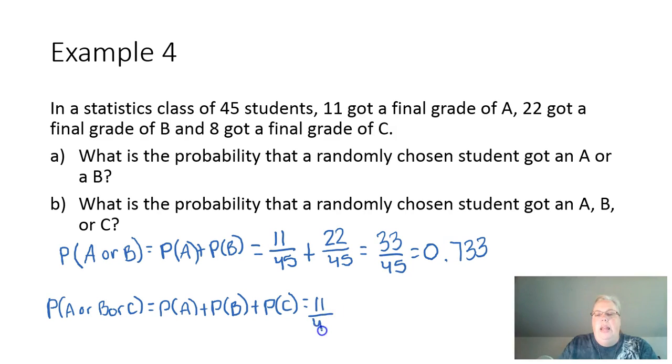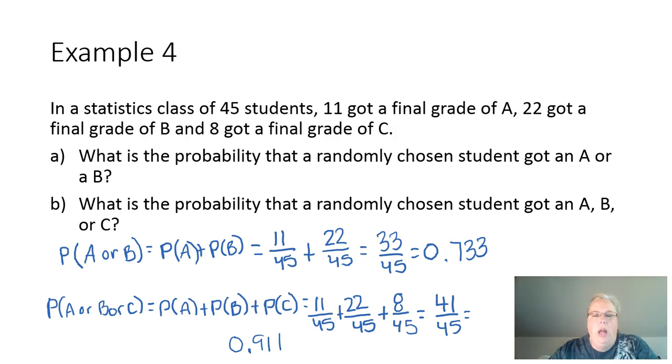Now the probability for getting an A, we've already said, was 11 out of 45. And the probability for getting a B, we've already said, was 22 out of 45. So the probability for getting a C, well, up here it tells me that 8 people got a C. So that's going to be 8 out of the class of 45 students. And when we add these together, this is going to give us 41 out of 45. And when we put this in the calculator to get our 3 decimal approximation, we will get 0.911.